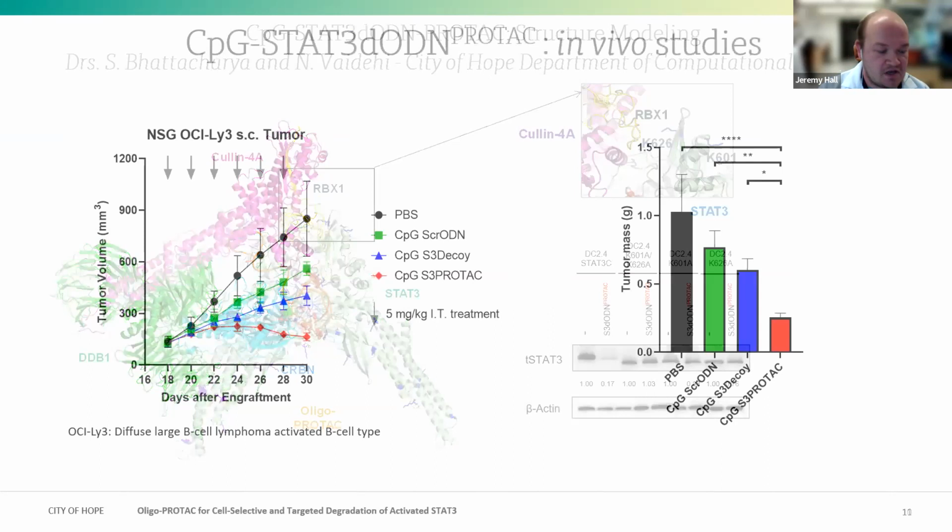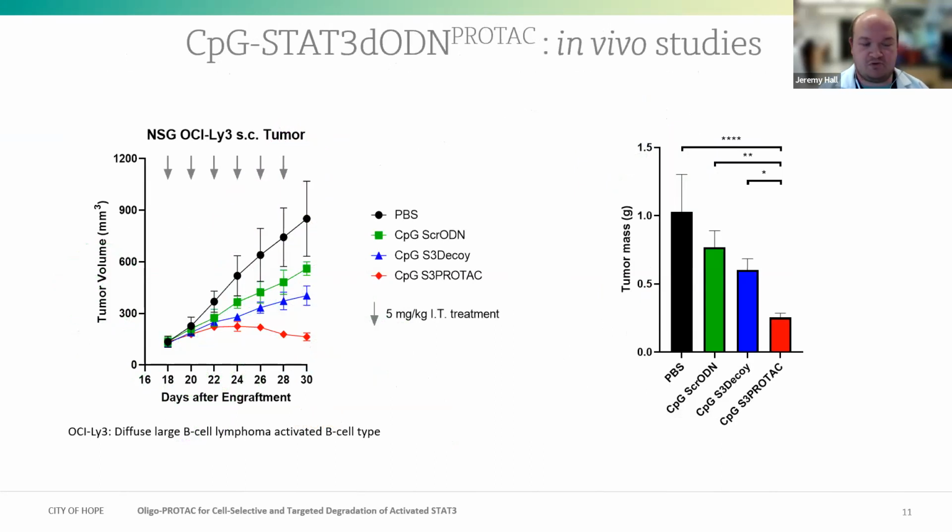So we finally began moving into in vivo. This is our newest data. We finally began moving into in vivo models, developing one here that involves NSG mice that were engrafted with subcutaneous OCI-Ly3 tumors. And then these mice received intratumoral treatments where we would compare the PROTAC against the original unconjugated decoy, as well as a scrambled decoy that still has the CpG motif.